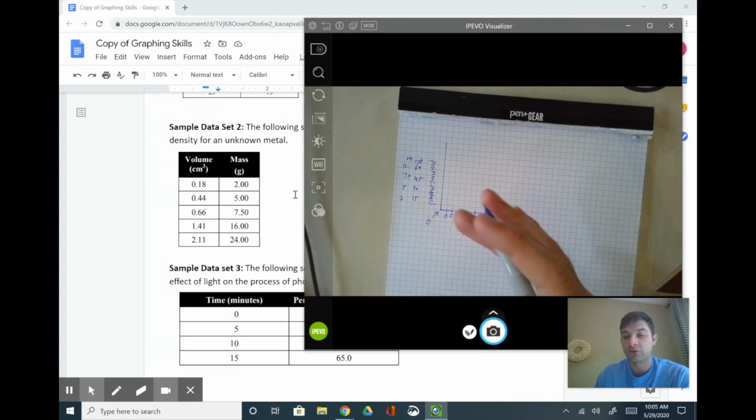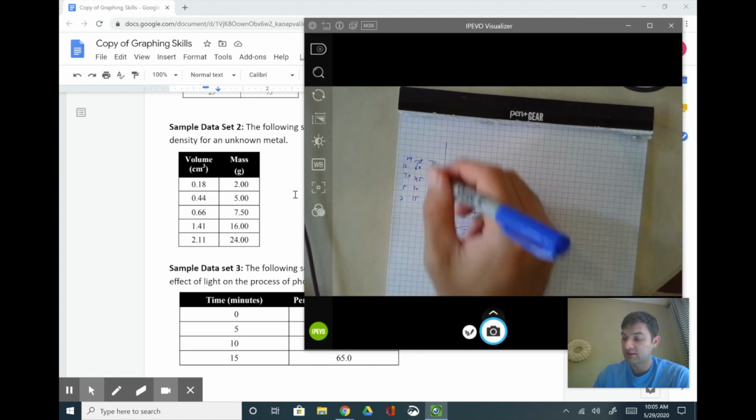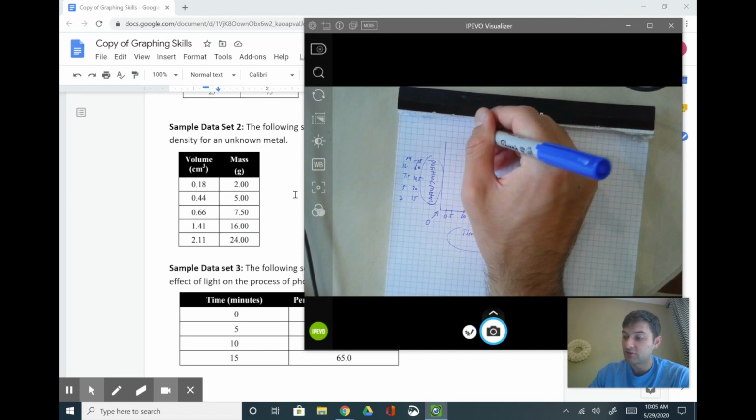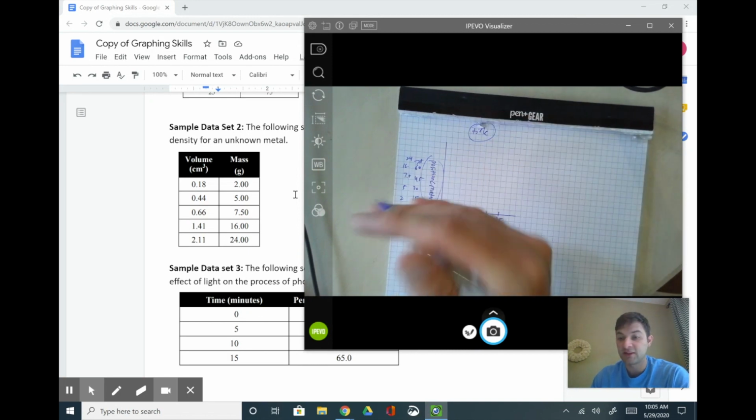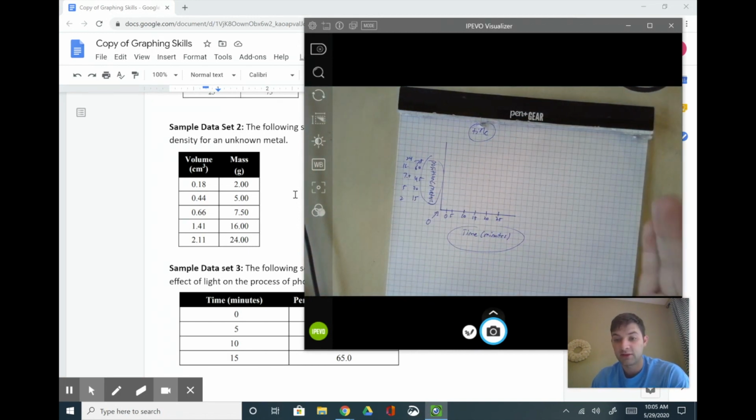And again, when you're doing your graph, try to make it as neat as possible. Make sure you have that X, that Y axis labeled. Make sure you put that title. And remember, it's the dependent variable versus the independent variable, Y versus X, and so on.